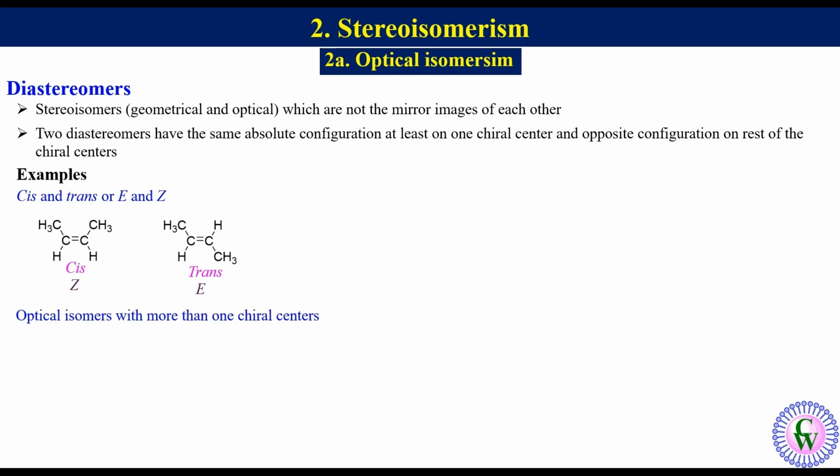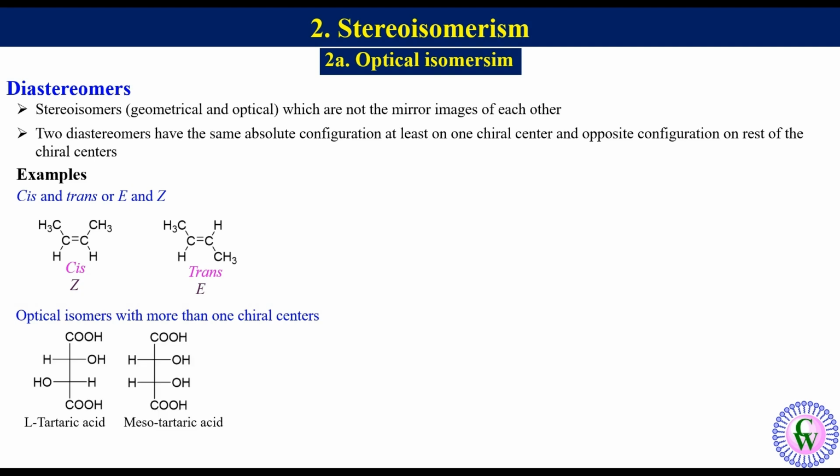Example of diastereomers in optical isomers with more than one chiral centers. First example of this type is pair of L-tartaric acid and meso tartaric acid. Here we can see that these are optical isomers but not the mirror images of each other. So these are diastereomers. We can also find this relation by assigning and comparing the absolute configuration on each chiral center.